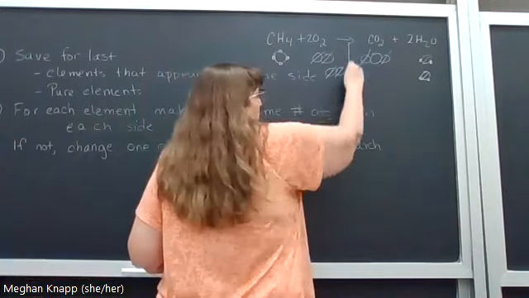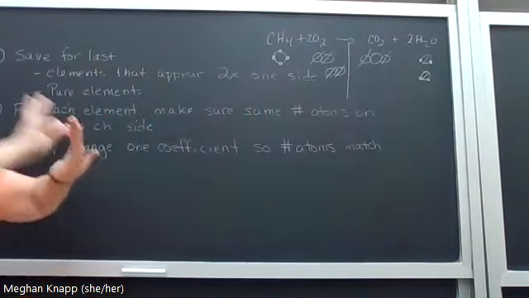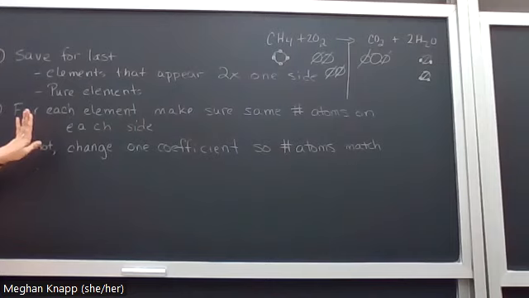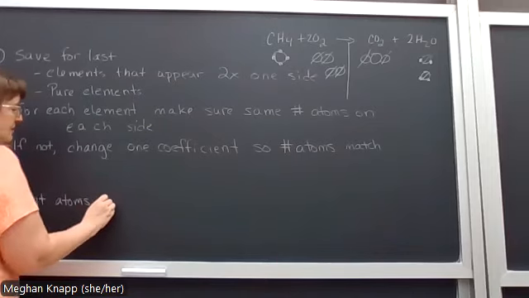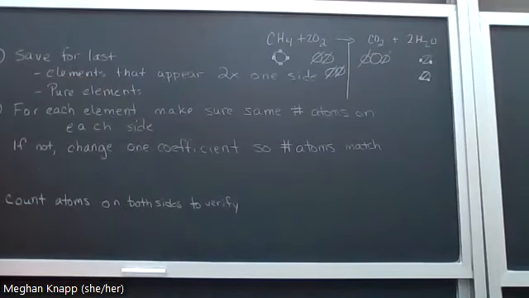What I like to do is draw a line from the arrow so I can keep my products and my reactants separate. And then I'm going to skip 3 because we're going to come back to 3 in just a second. 4, you're going to count atoms on both sides to verify. This one's not too hard. It was a little harder than the one we did Wednesday.